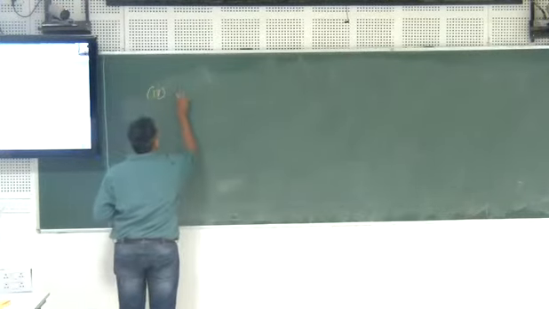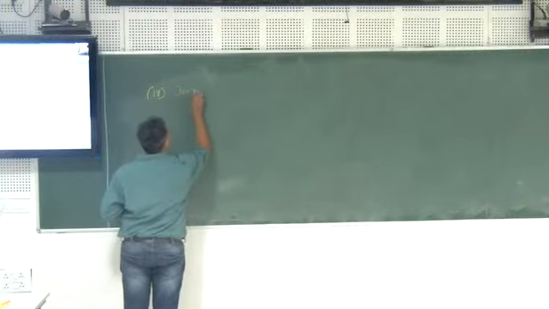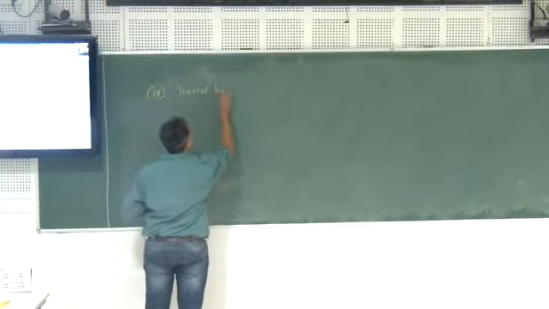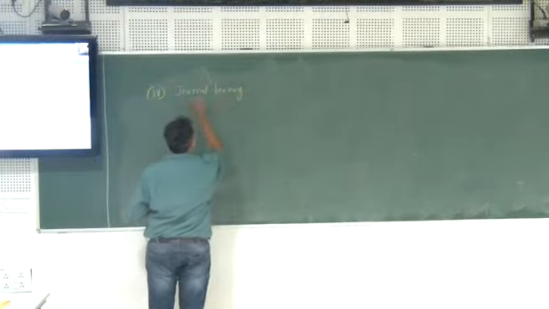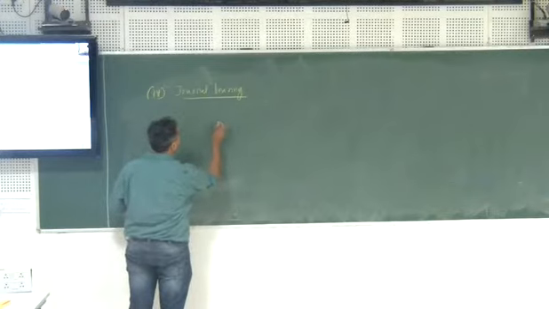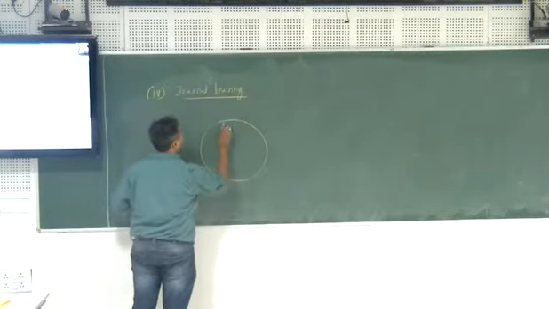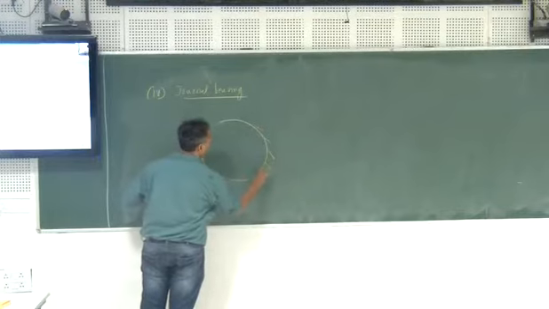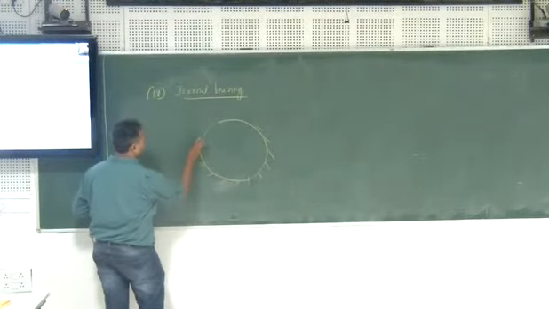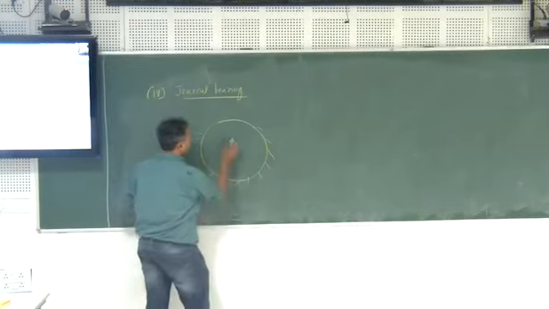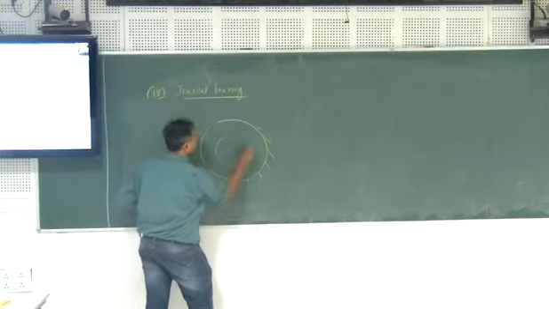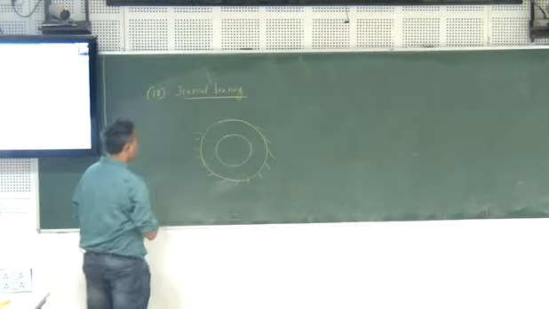Friction in the journal bearing and the rolling bearing. First, fourth application of friction. So let us consider the bearing like this, and which is fixed over here. In this case, the inner casing is having radius r.